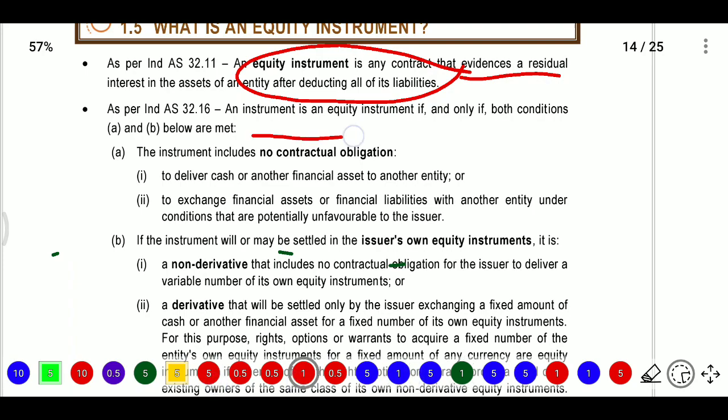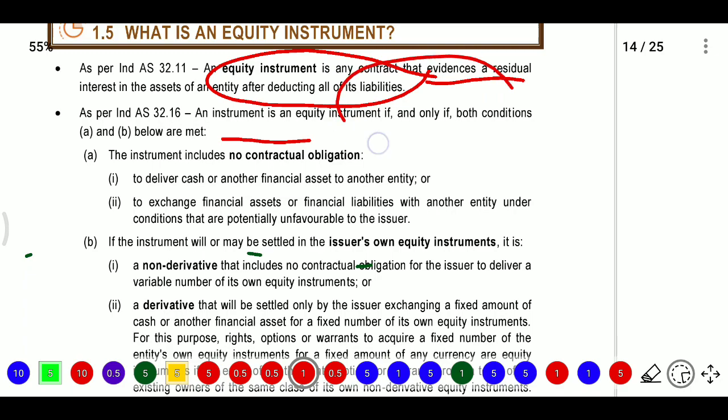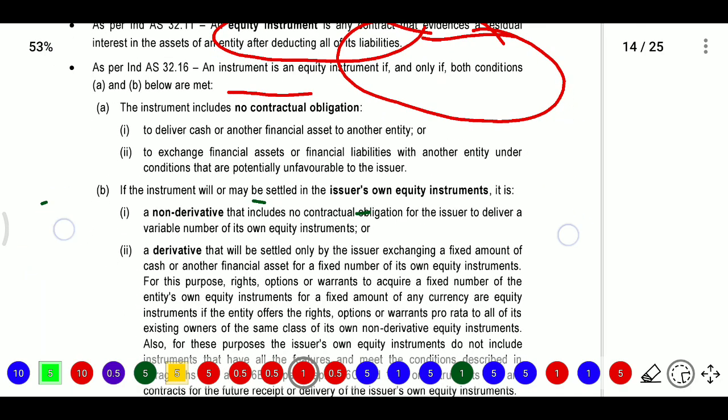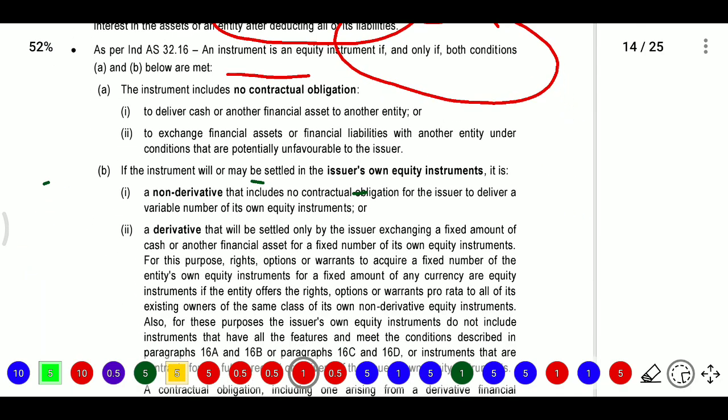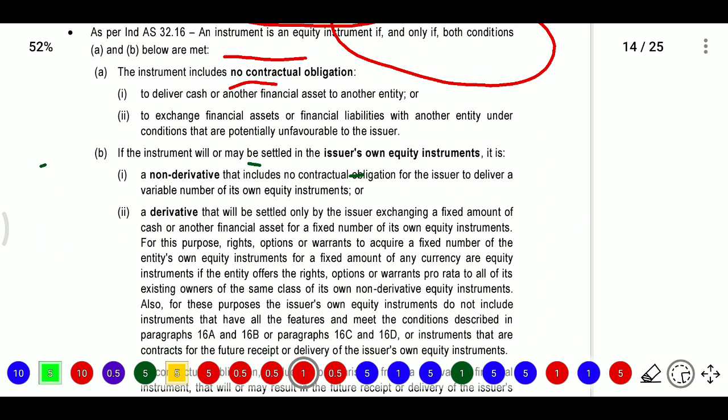An instrument is an equity instrument if and only if both conditions are satisfied. A financial liability means they have a contractual obligation; the opposite, no contractual obligation, will become equity. That means there is no delivery of cash or another financial asset to another entity, or no exchange of financial assets or financial liabilities with another entity under conditions that are potentially unfavorable to the issuer. This is no contractual obligation, so it will become equity.